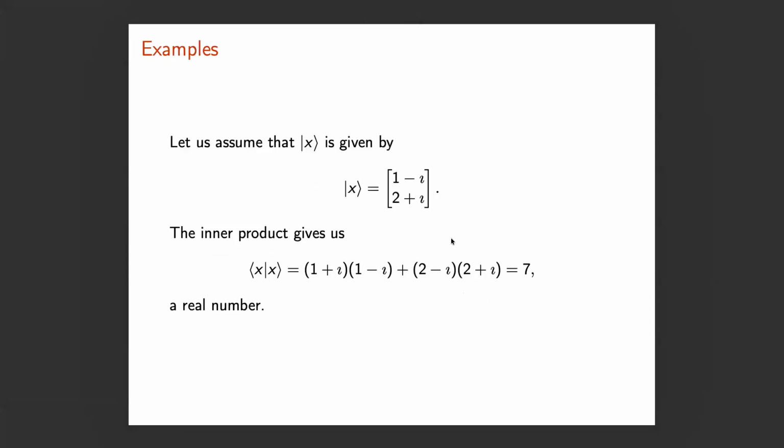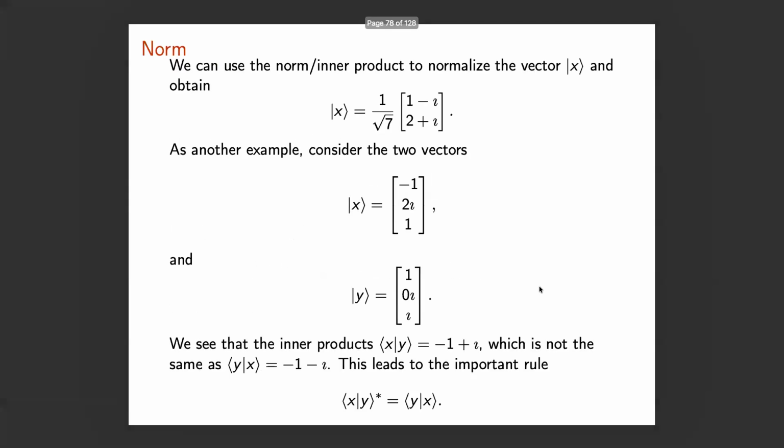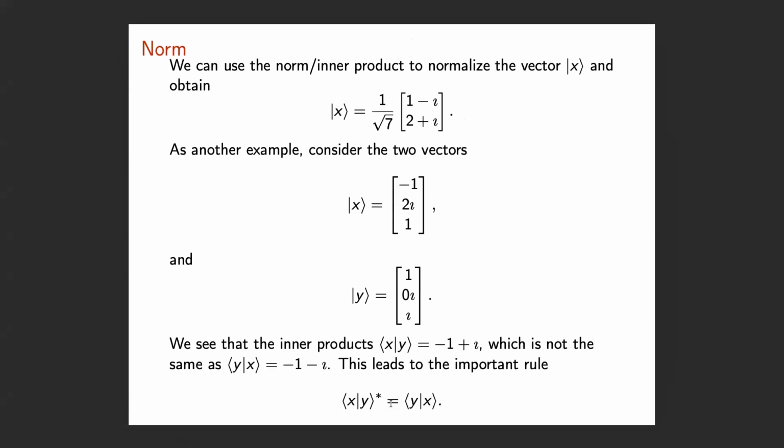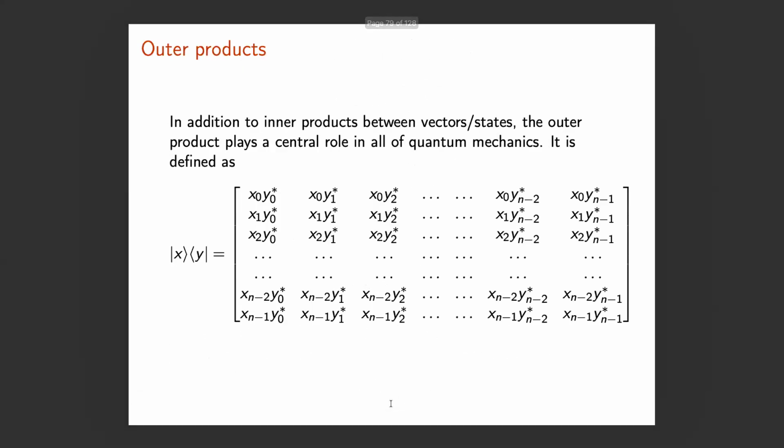And if you take this vector here, you will then see that when you do the mathematics, it just gives you a number, a real number, as it should. But if I take this vector here and that one, these two vectors, then you see that these different inner products actually give you different results. And that leads to this important result, which you probably have seen many, many times. Okay, just examples. So this is meant as a quick reminder. And then in addition, you have the outer products, which also play a central role.